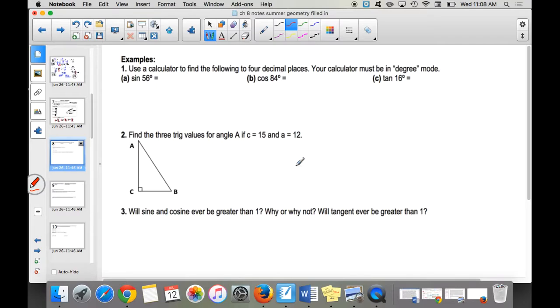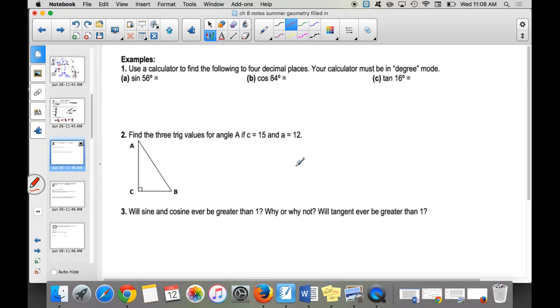56 degrees, 84 degrees. So I want you to hit mode. Mode is in the top next to your second button. And I want you to go down, and do you see where it says radian and degree? Make sure the degree is highlighted. Is degree highlighted for you guys? So some of you guys have these other calculators. Are you finding it? So it should say DEG on your calculator.